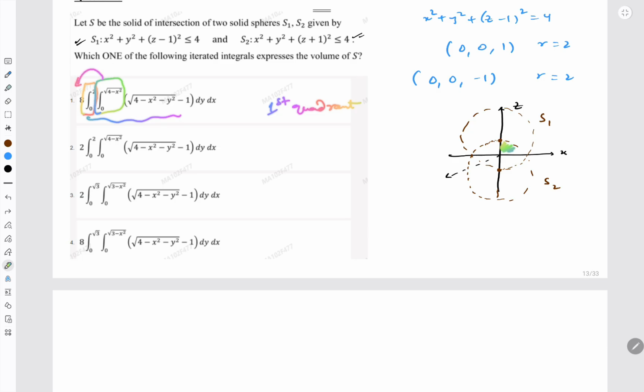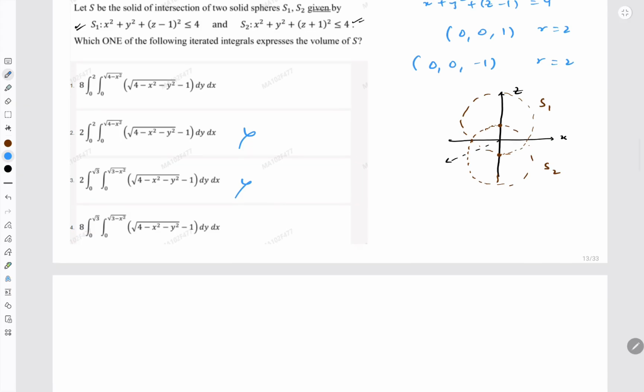So what should it be multiplied with? It should be multiplied with 8, right? Because I am only taking the first quadrant area, positive x and positive y. Then there are 8 such pieces. So these options are already ruled out. Now, if there are 8 such pieces, what would be the limit? Here we are taking the limit of y from 0 to 2. So in the intersection, what is the limit of y? 0 to 2 or 0 to root 3?